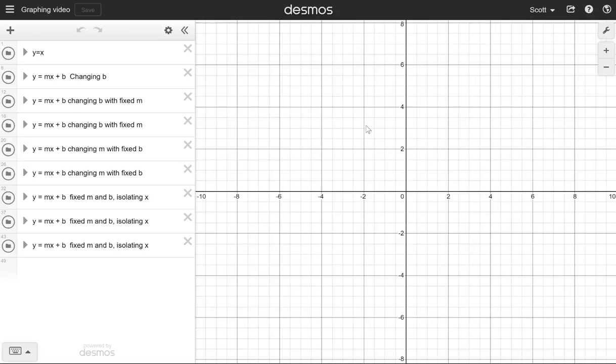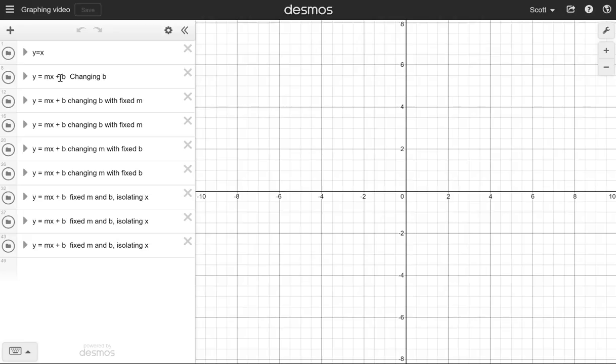And welcome back. In this video, we're going to focus on how a line is affected by a change in slope, by a change in the y-intercept, or if we isolate x inside parentheses and then add a number to the value of x.